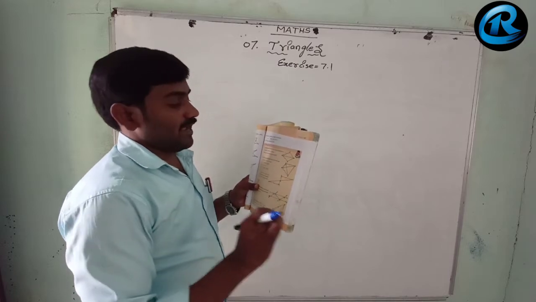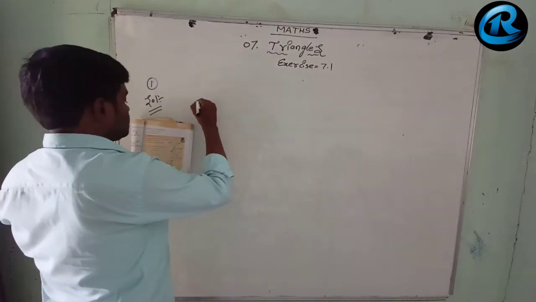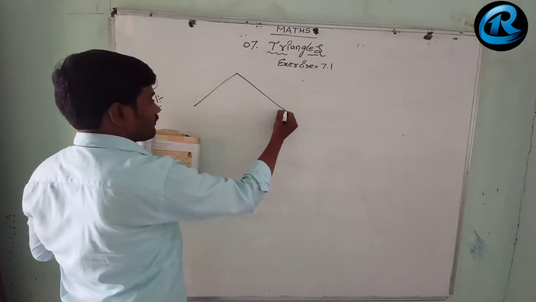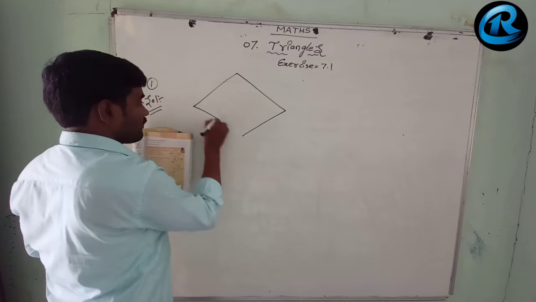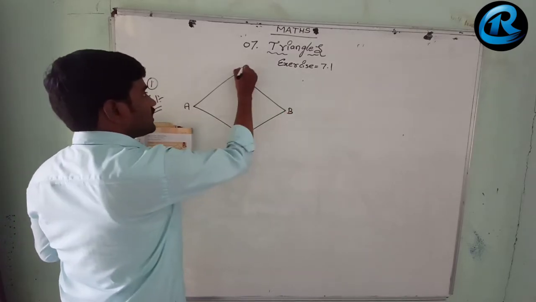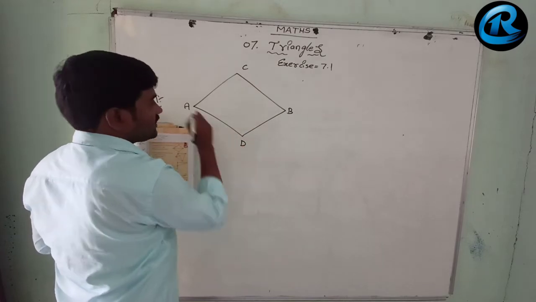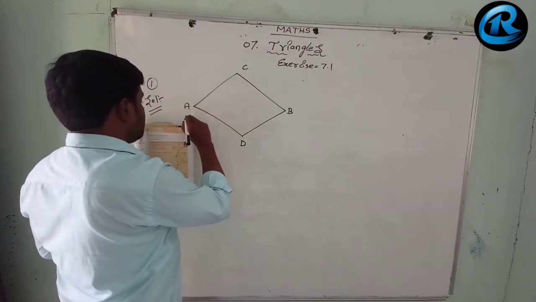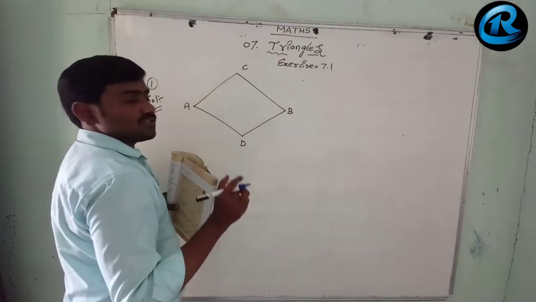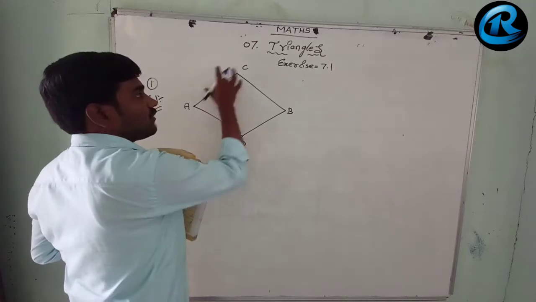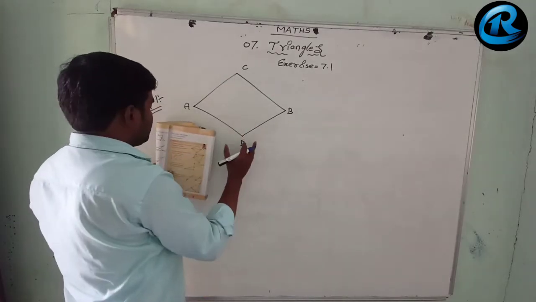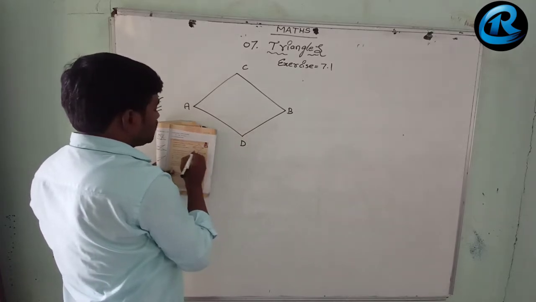In a quadrilateral ABCD. Here it is A, B, C, D. Sorry, here ACBD. ACBD is a quadrilateral. Quadrilateral means a simple closed figure which is bounded by 4 line segments. So ACBD is a quadrilateral where AC is equal to AD.